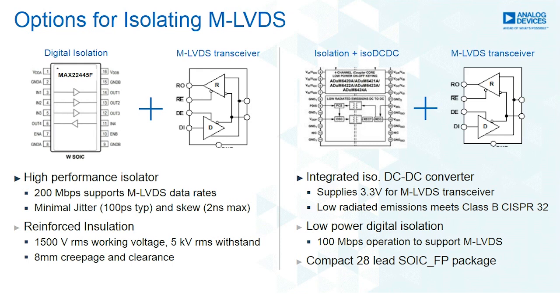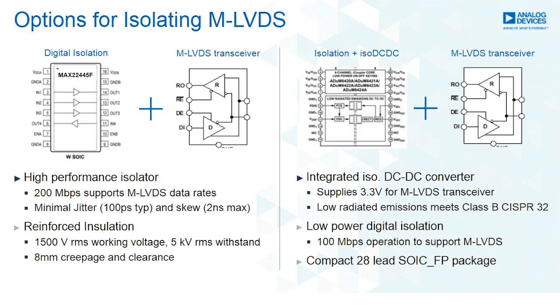Now, in certain applications where isolated power is required, there is a more compact option available via this integrated device here. And this is the ADN4680E family. This is a 4-channel digital isolator integrated with an isolated DC-DC converter, and this is all integrated together in a very compact 28-lead fine-pitch SOIC package.